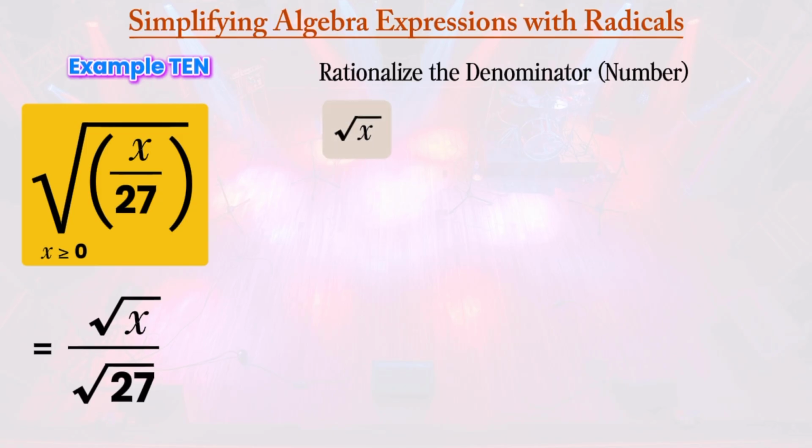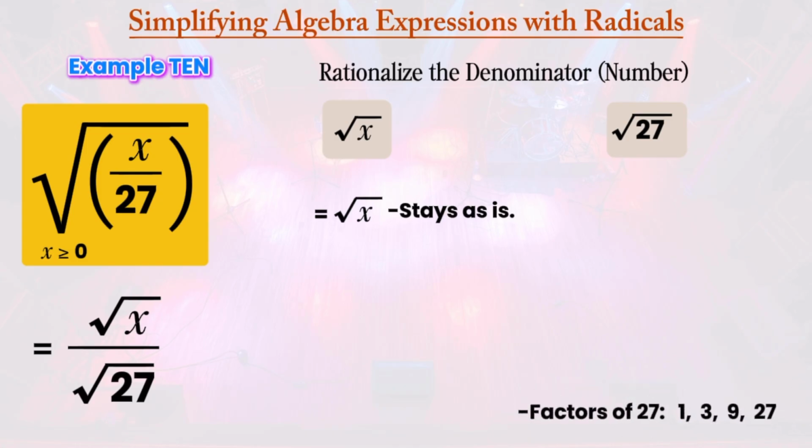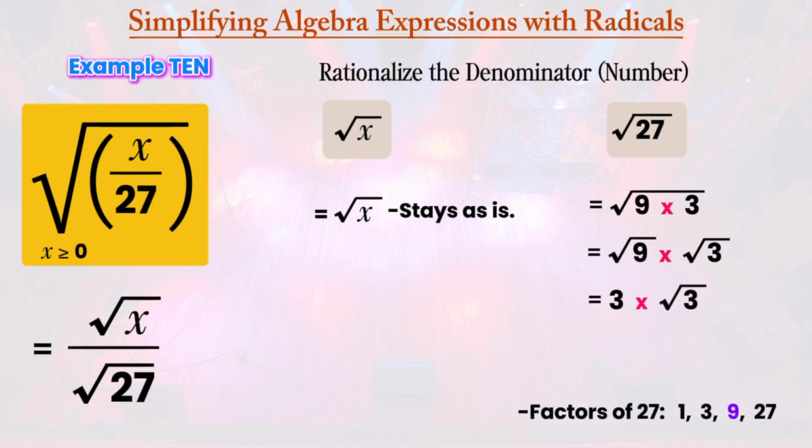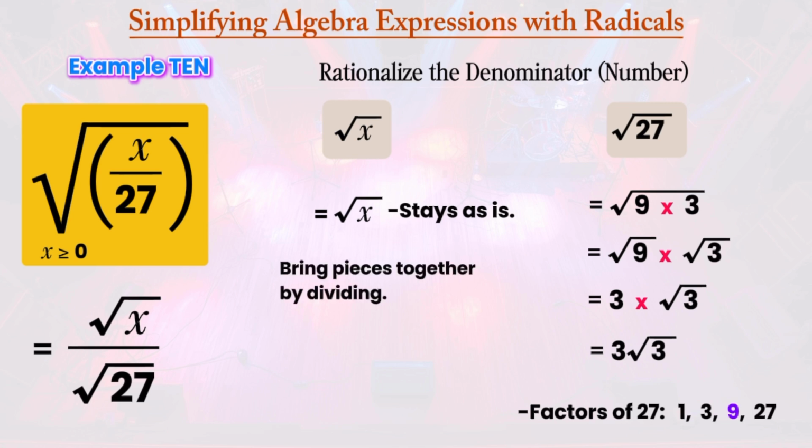Again, x has no perfect square factors, therefore the square root of x stays the same. With the number 27, its perfect square factor is 9. So we can write out the square root of 27 as the square root of 9 times 3 and give each number its own radical, resulting in the square root of 9 times the square root of 3. The square root of 9 is 3, and the square root of 3 stays as it is. Therefore, the square root of 27 is written as 3 times the square root of 3. Now put the pieces together to get the square root of x over 3 times the square root of 3.